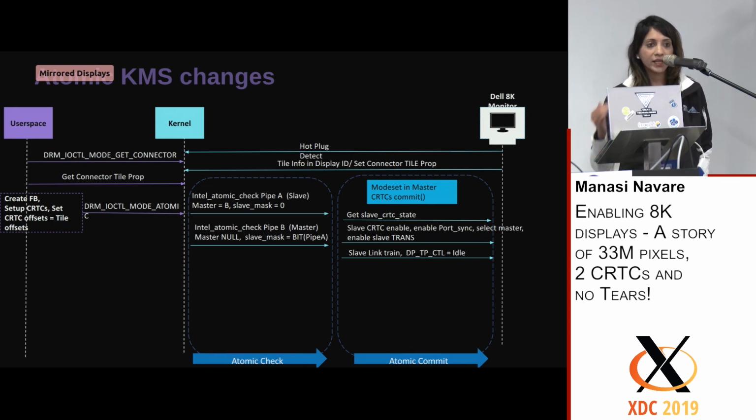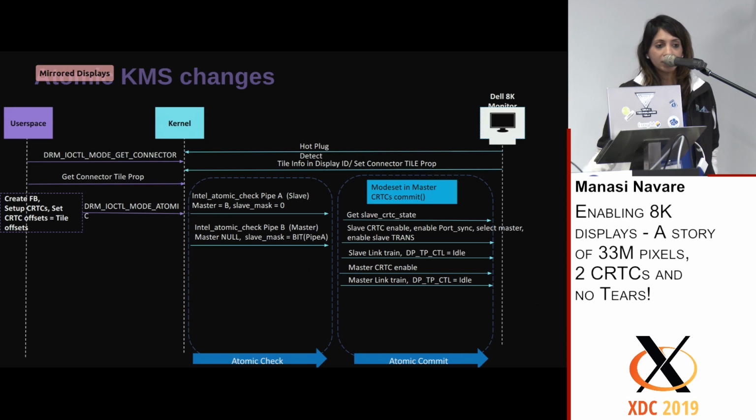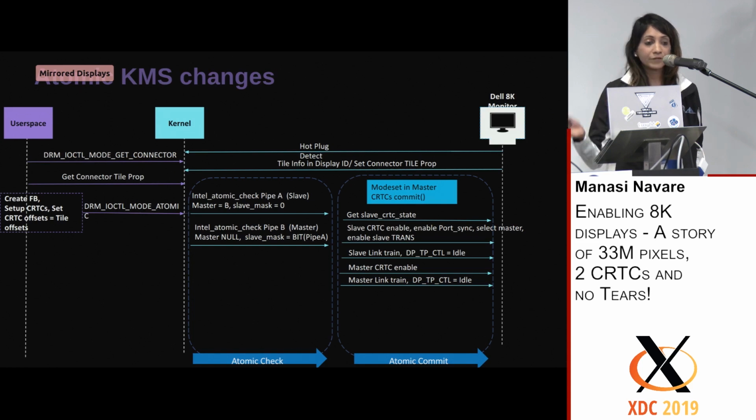And you get the slave ready, you link train the slave, but you don't want to start spitting out the actual data bits on the slave yet, because the master is not configured. So you leave the DP TP control to idle. What that means is it's just outputting the idle patterns at that time. It's not outputting the actual data. Then you configure the master ports, PLLs, enable the master transcoder, leave that again to output the idle patterns on the actual cable.